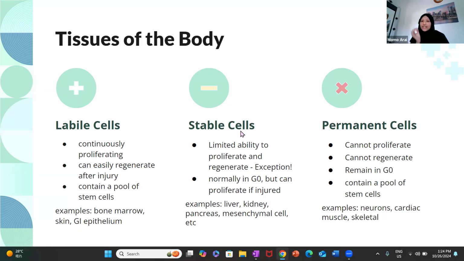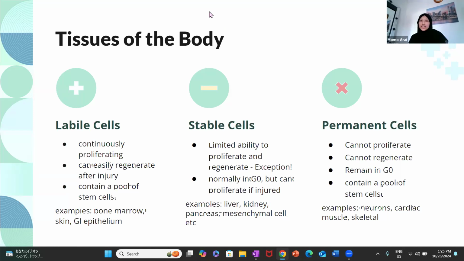Stable cells, on the other hand, can divide if they need to. That's a better wording for it. It says limited ability to proliferate and regenerate, so you can guess it can undergo regeneration. Now the second factor comes in, the amount of damage. If the amount of damage is not too much, these cells can undergo regeneration, which is the first path we talked about. There is an exception he talks about, which is the liver. The liver has a better ability to go back to normal than the kidney, pancreas, and mesenchymal cells. That's all he means.